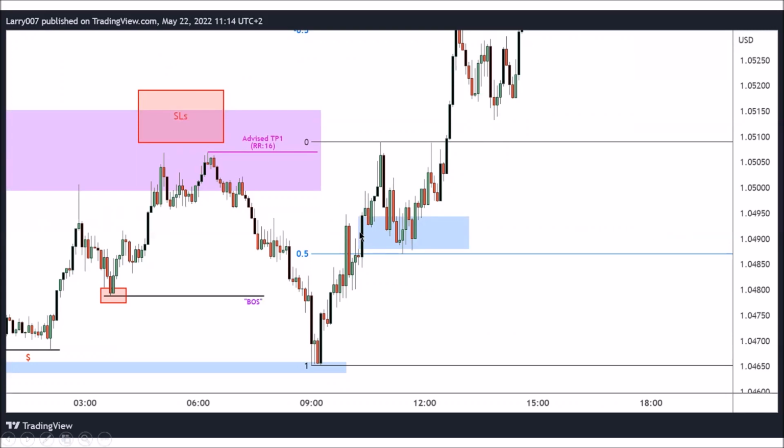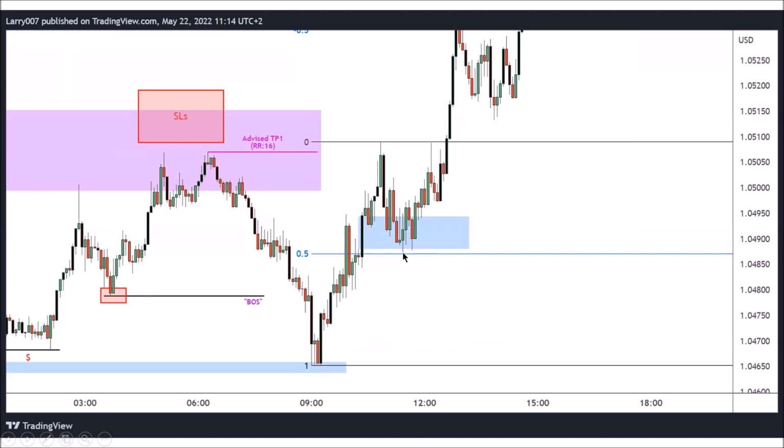So this entry is based on the fair value gap with the displacement, etc. entry. You could enter right here. So why did I put a Fibo? Just to see the equilibrium. So I want to buy at a discount and sell at a premium here.